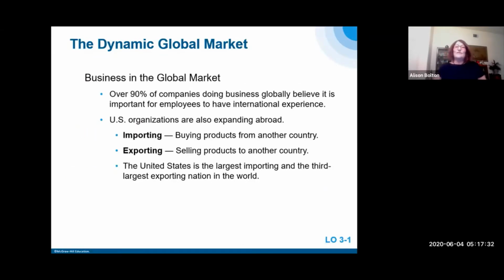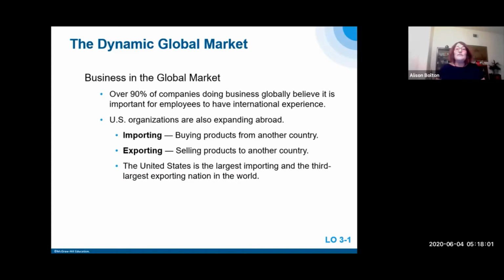Okay, so the dynamic global market consists of over 90% of companies that do business globally. And it's very important to have an international experience. Students, if you haven't had any international experience, it's time to get it. It'll broaden your business opportunities and your employment opportunities.